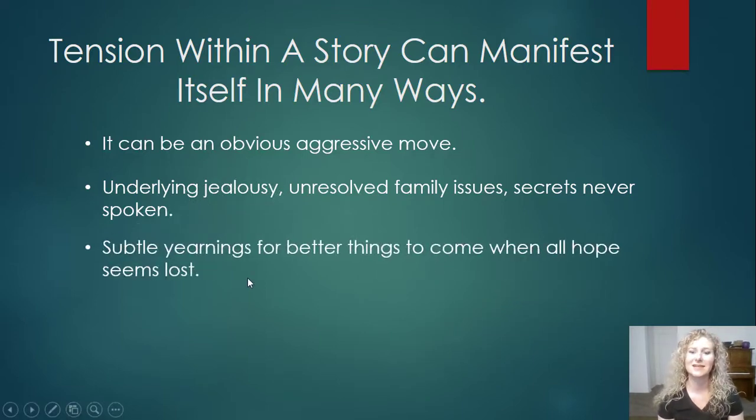Subtle yearnings for better things to come when all hope seems lost. That, I think, is a great way to show tension in a book. This would be a survivor story. Maybe someone who has been kidnapped, or someone who is being oppressed, or someone who is devastated because they just lost their job. There are ways that you can show that emotion and that feeling, and maybe hint that it's happening, or help the reader feel this emotion as well to up that tension. So it's not always about life and death scenarios. It's always something where you can go a lot deeper into the scene and make people feel the heightened emotions of what your characters are feeling.